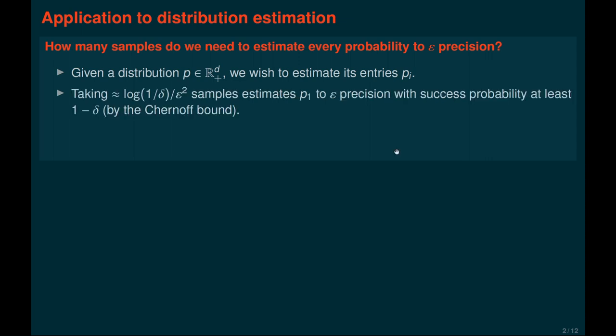Now, standard knowledge is that if you take something like log 1 over delta over epsilon square samples, then taking the average of these samples and looking at how many times you got the outcome 1 divided by the overall number of samples, that gives you an epsilon precise estimation of P1 with success probability at least 1 minus delta. And this is standard. You can prove it using the Chernoff bound, for example. But this is just estimating a single coordinate of your distribution, P1, say, or could be any other.